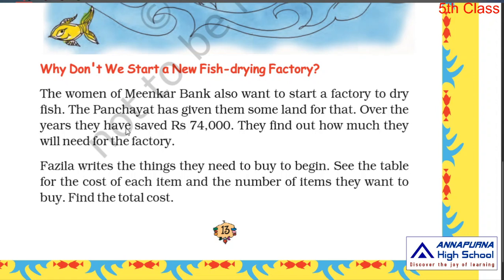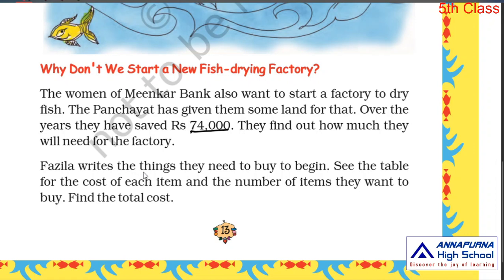Over the years, they have saved 74,000 rupees. They find out how much they will need for the factory. Here, the savings amount is 74,000 rupees. How much money will be required for the factory?